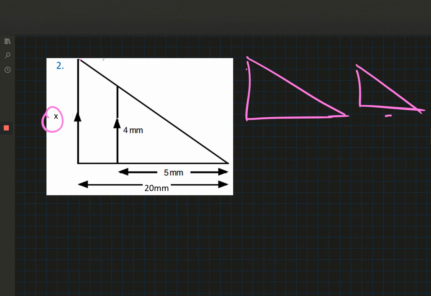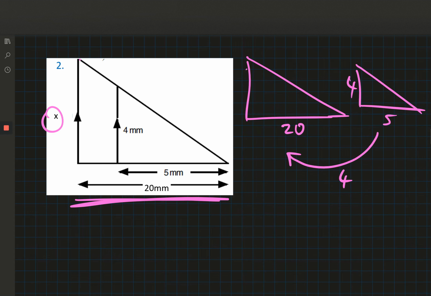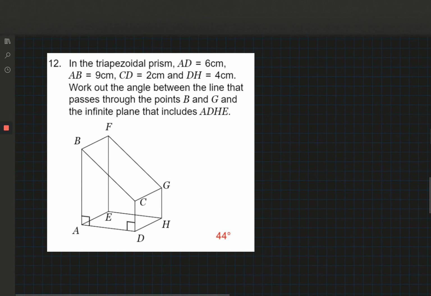So we know that this small triangle is 5 and 4. This large triangle is 20. So we can see the scale factor is 4, and then the scale factor is 4. So that's going to be 16. And we're going to use the same idea with this question here. So let's read it carefully.